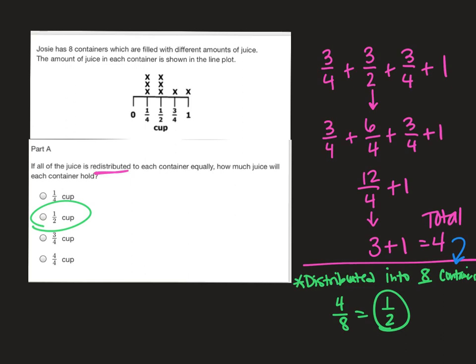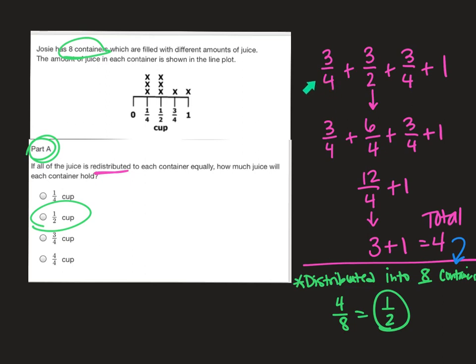Okay, on this problem, she gives you some information, and then she asks you a question about it. So you have 8 containers. Right now, they're filled with different amounts of juice, but on part A, they ask what would happen if you redistributed the juice so that there were equal amounts in each container. So I'm going to walk you through how I worked this one out.